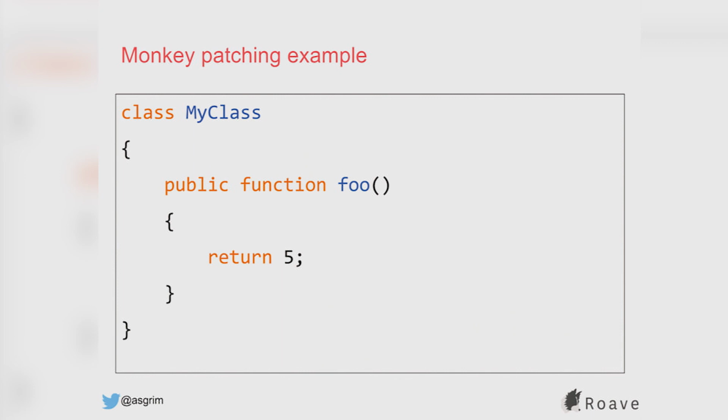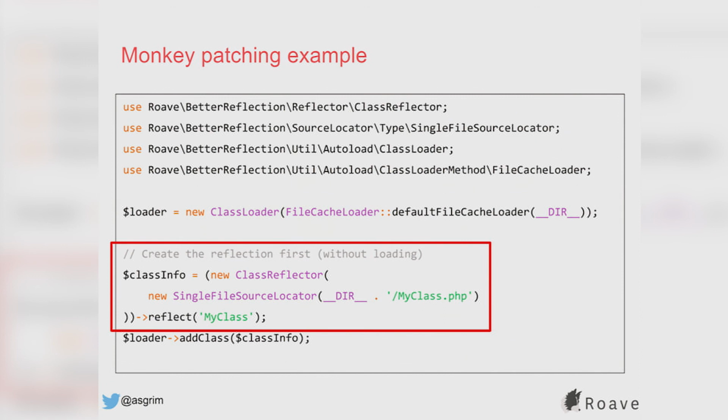You've got a class called myClass, and we've got a function called foo. It returns 5. Very simple. So we're going to reflect on the class. I'm going to use this special source locator because I just want to load a single file. And we create a reflection from it. Make sure you do this before it's loaded because, as I mentioned, PHP can't unload classes.